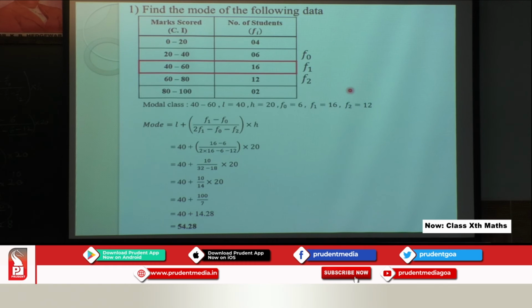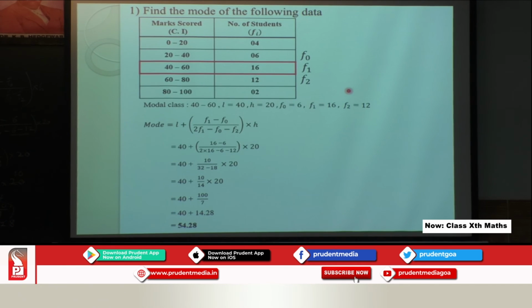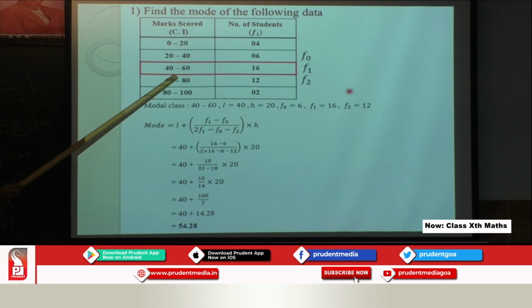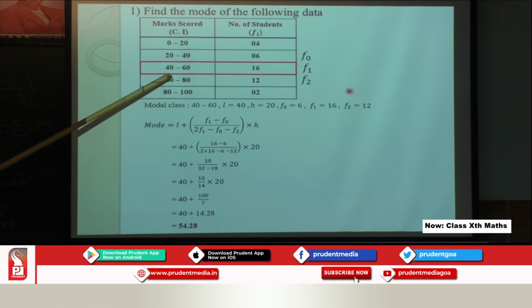Now how to know that your answer is correct? Your answer 54.28, what is the answer you are getting? This answer will be lying between this model class. If it doesn't lie between the model class, then it will be wrong. You can see 54.28 is between 40 to 60. So it will lie between the model class 40 to 60.